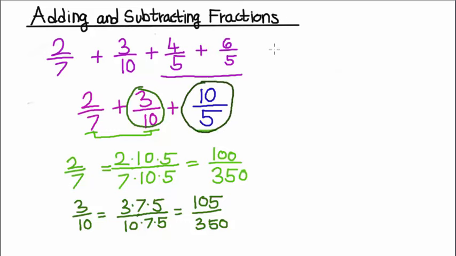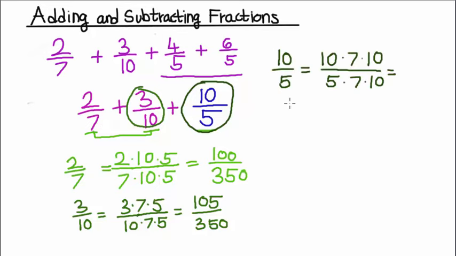Let's do the same thing for this last fraction over here. So over here, I have 10 divided by 5. And what I would need to do to establish a common denominator for this fraction is to multiply both the top and the bottom by the numbers 7 and 10. And when I do this, I get 10 times 7, which is 70, times 10, which is 700. And the bottom stays the same.